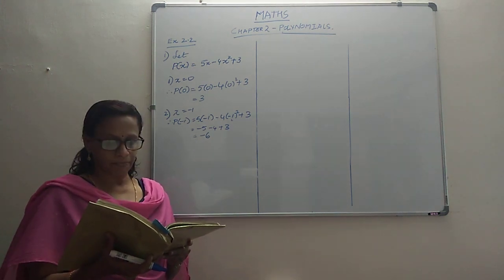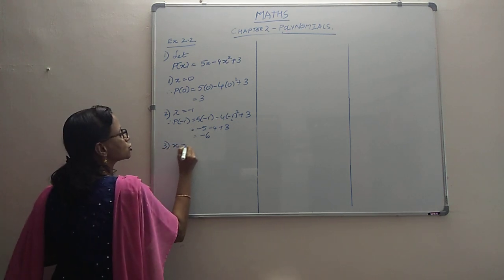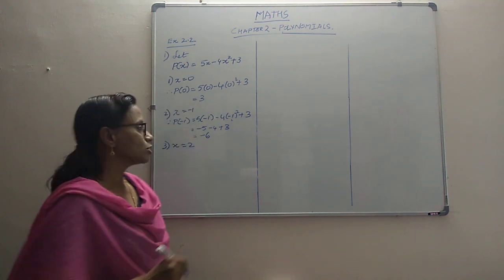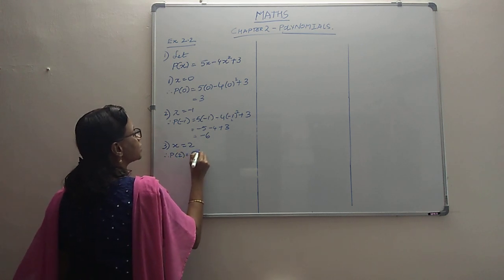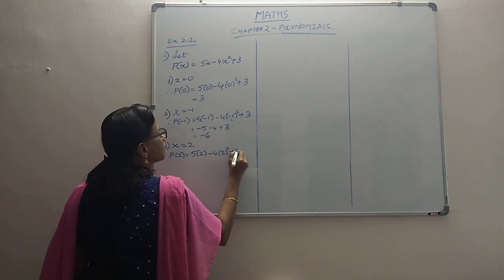We move to the third subpart where they give the value of x as 2. The value of x is given as 2. That means wherever x comes, we have to put the value as 2 in the given polynomial. So let's see what comes up. P of 2, wherever x comes, there we are going to put 2. 5 into 2 minus 4 into 2 squared plus 3.